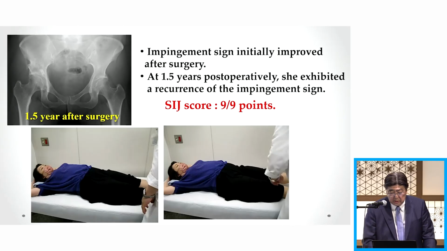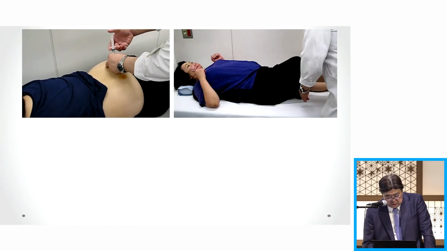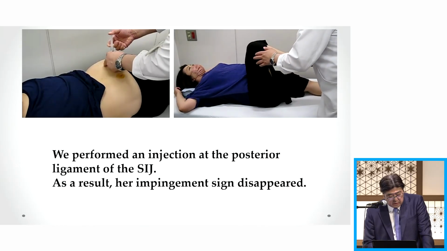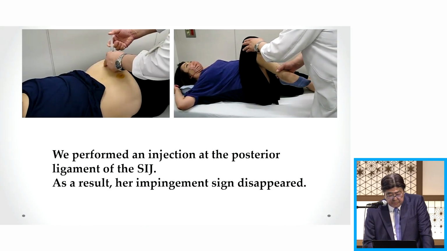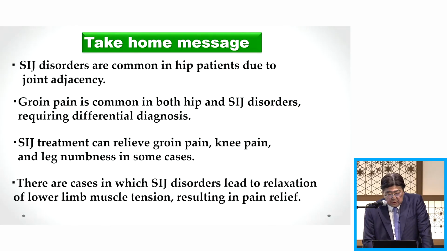Her SIJ score is 9 points. I performed the injection into the posterior ligament of the SIJ on both sides. As a result, her impingement sign disappeared. This suggests that SIJ block or pelvic mobilization can relax periarticular muscles, allow the femoral head to move down low and reduce labral impingement. Okay, so take-home message.